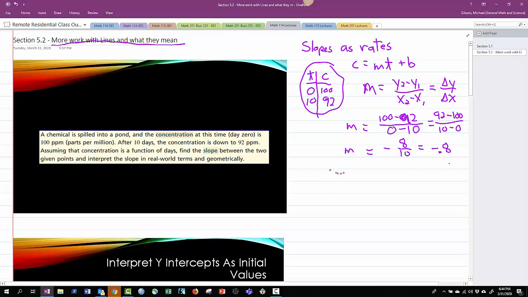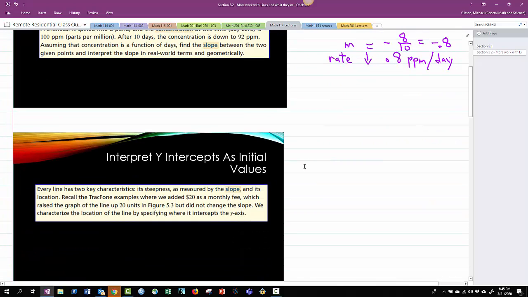Here's another thing, though. This is a real-world situation, and this is where we want to think of things as rates. When you get asked questions about word problems, this is usually helpful. As a rate, what this means is the chemical concentration is going down by 0.8 parts per million per day, because the negative would be down. That's the rate, that's what it means. Okay, let's go on to the next one.